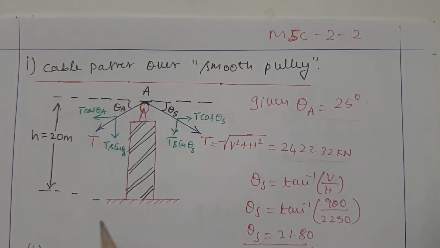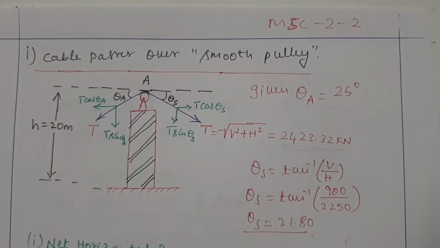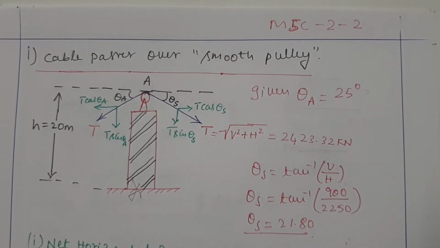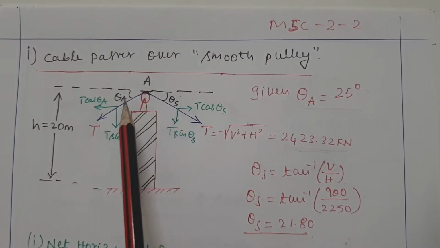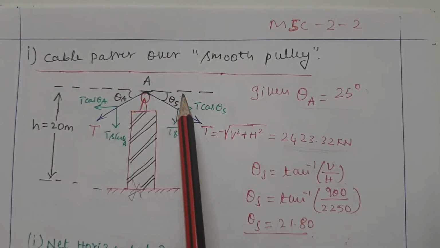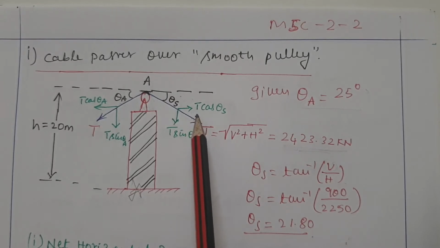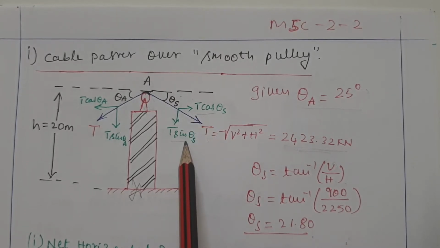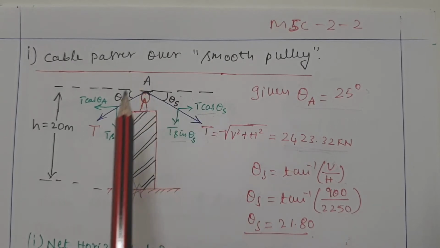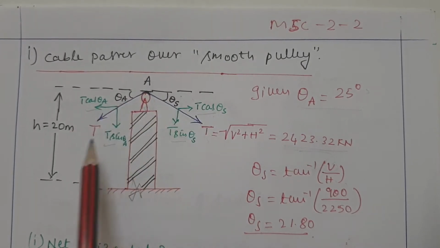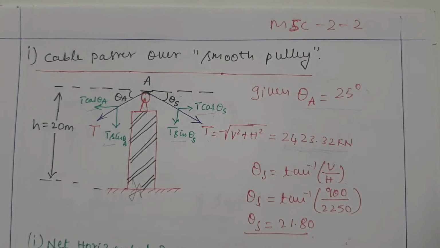Here we have to find the net horizontal force, the net vertical force, and the moment at the bottom. These are the forces acting on the tower. Before that, we have two cables inclined at angles theta s and theta a, so we have to resolve these forces into their horizontal and vertical components. This is the horizontal component, this is the vertical component for the suspension cable. Similarly, this is the horizontal component, this is the vertical component for the anchor cable.